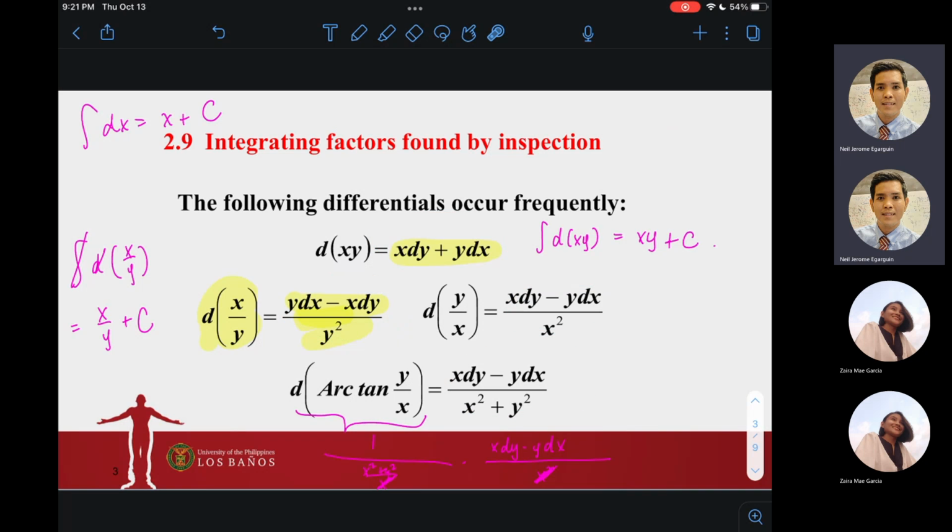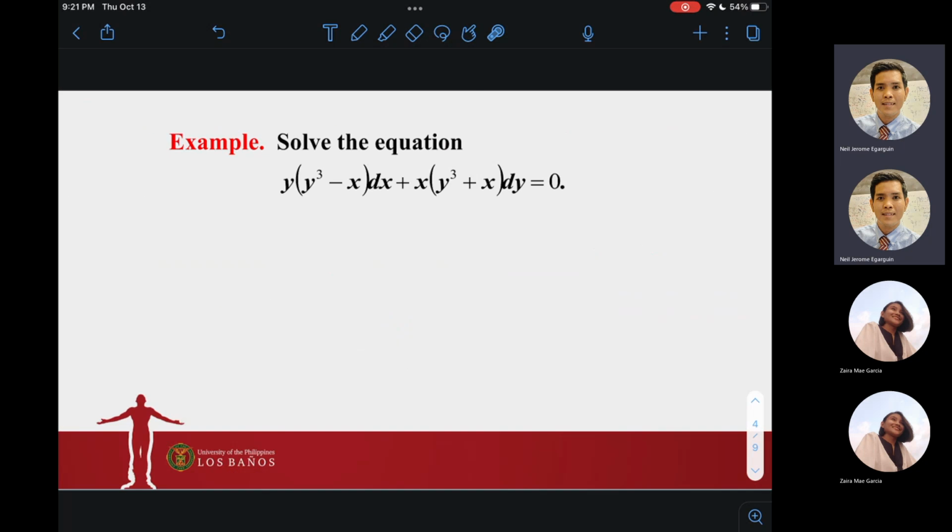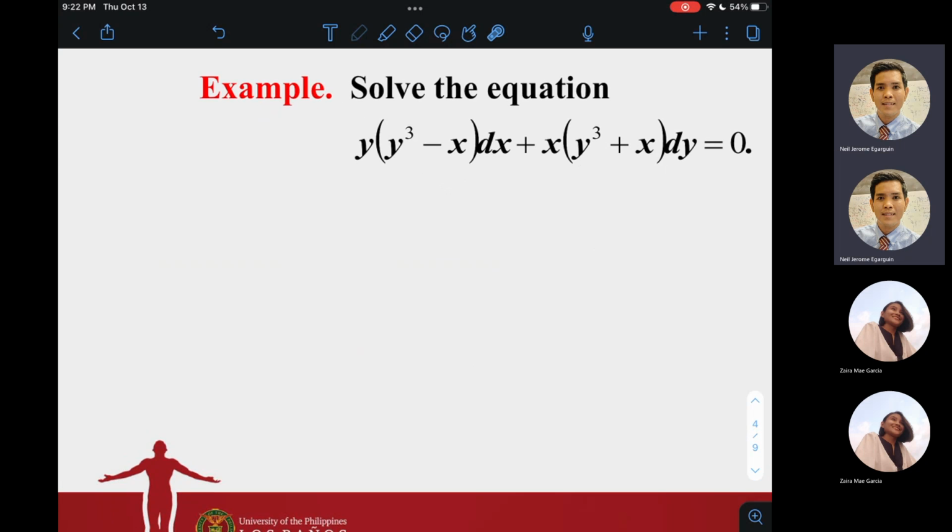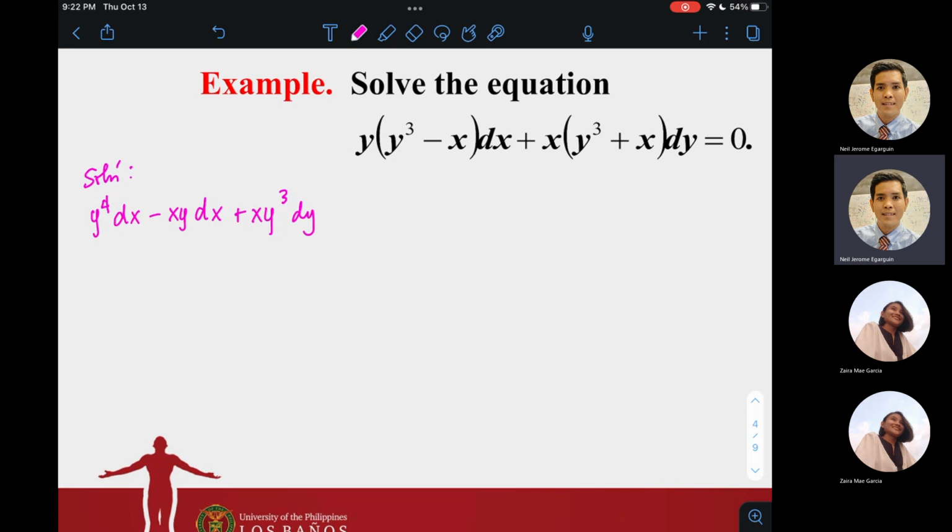Okay? So let's show how this is done or how this is applied to some problems. So let's try this first. y times (y cubed minus x) dx plus x times (y cubed plus x) dy. Gagawin ko ay mag-expand ako ngayon. And let me see if I can come up with any of the forms na nakita natin kanina. So I'll do this. Expand ko lang. So I'll have y to the fourth dx minus xy dx plus xy cubed dy plus x squared dy equal kay 0.